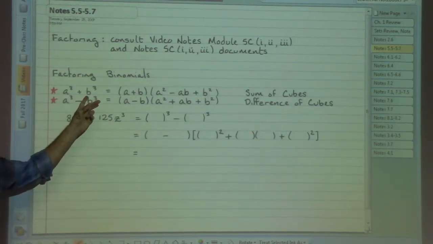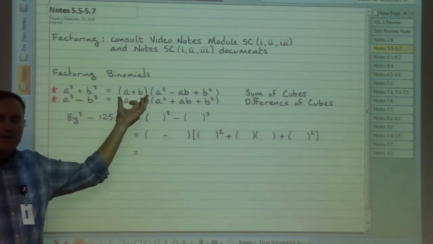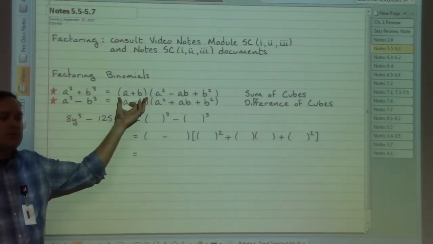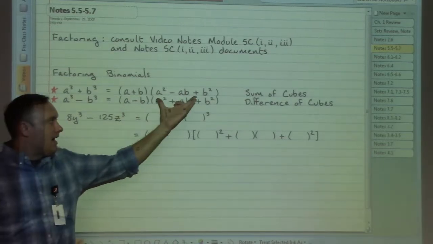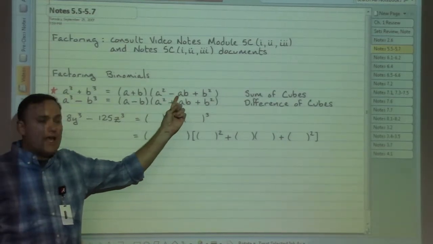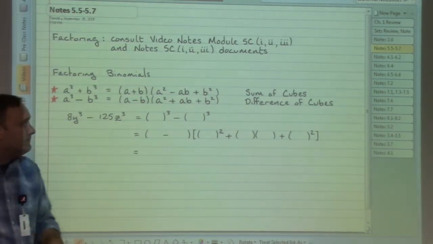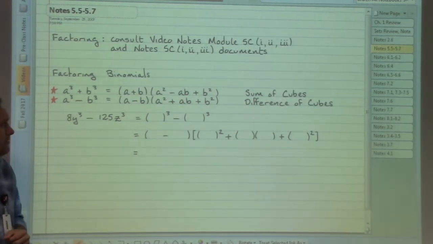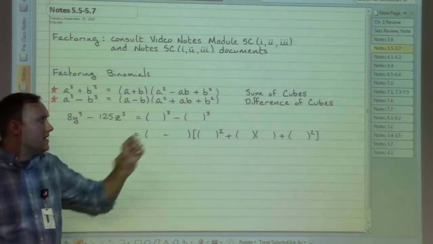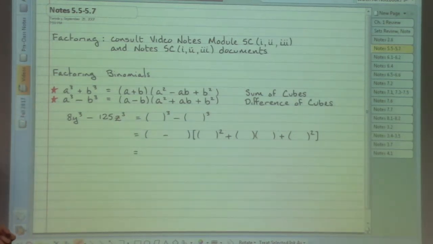We can do the sum of cubes, where the first half of our answer is very nice, a plus b. The second half of our answer has the negative in the middle and goes a squared minus ab plus b squared. The difference of cubes is very similar, with a couple of little sign changes in the middle of each of those factors.